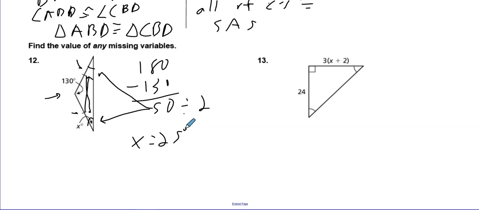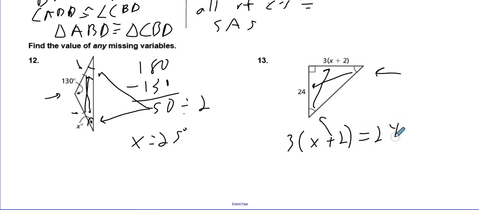All right? Now, over here, we see that the base angles here are the same. They're equal to each other, which means these line segments are the same. So I can say 3 times (x + 2), careful, equals 24.